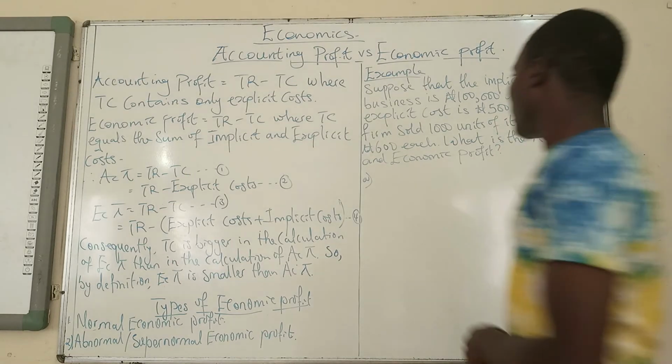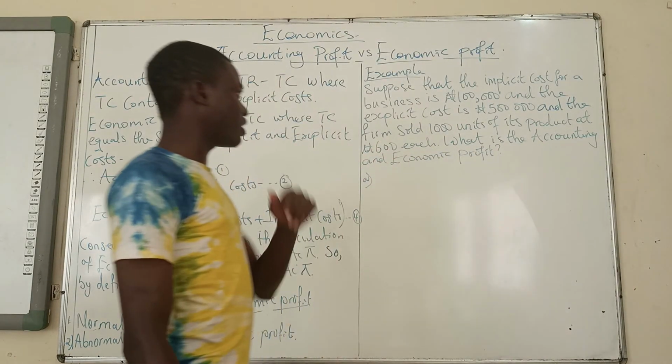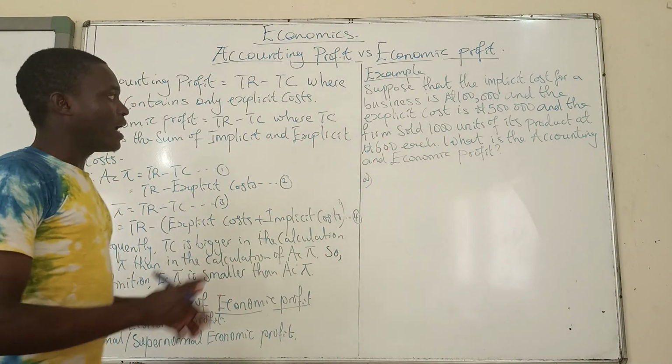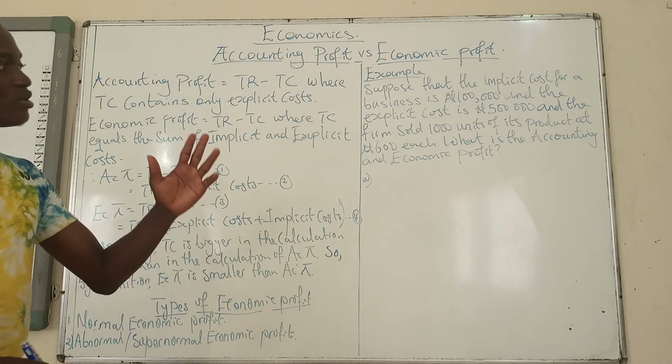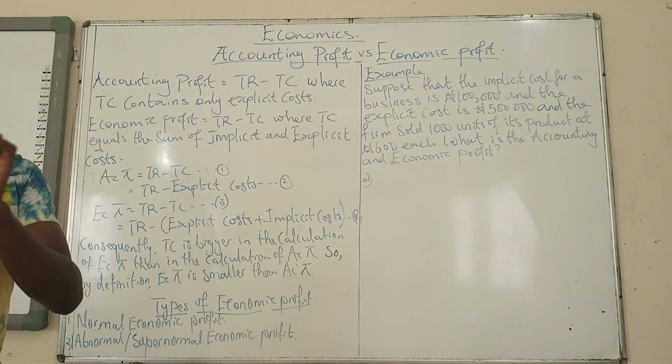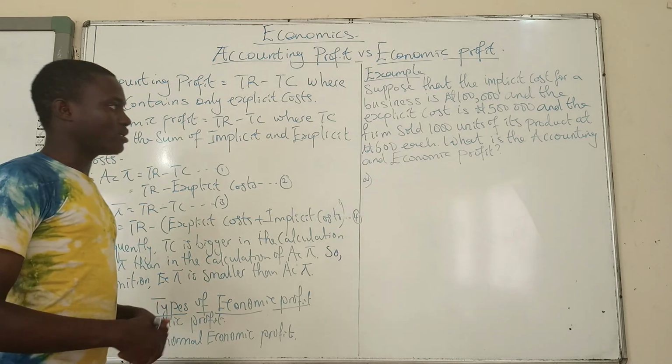Now we have an example here. The example says, suppose that the implicit cost for a business is 100,000 and the explicit cost is 500,000, and the firm sold 1,000 units of its product at 600 naira each. So what is the accounting and economic profit?